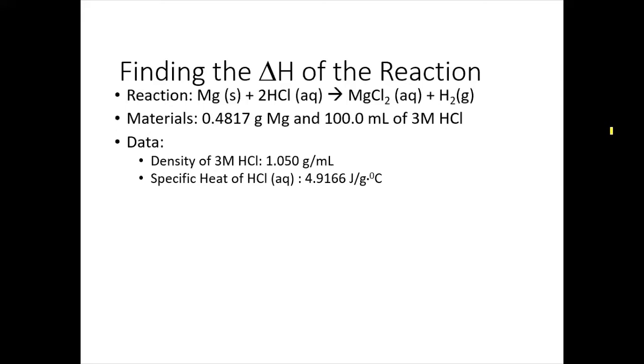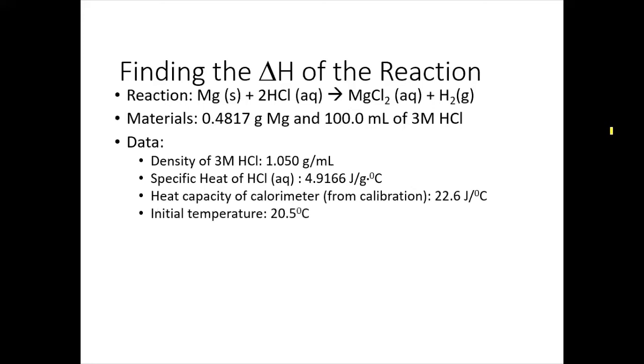Okay, we have a few things that we've determined. For example, in the previous part, in this particular set of data that I showed you, we arrived at an average heat capacity of the calorimeter of 22.6 joules per degree Celsius. Okay, that was our data, not yours necessarily. And we saw, although I don't have it right here, that the initial temperature was 20.5 degrees, and the final temperature, as estimated from the graph, was 38.0 degrees Celsius.